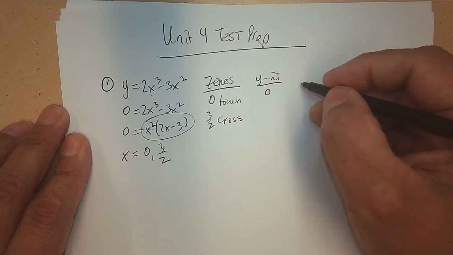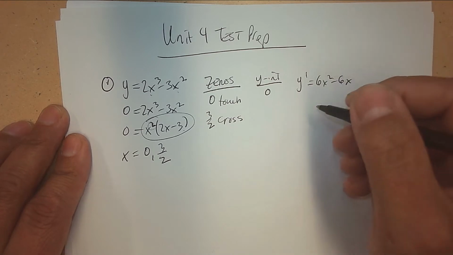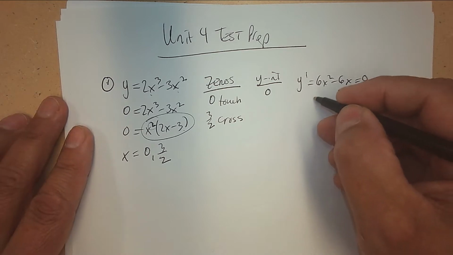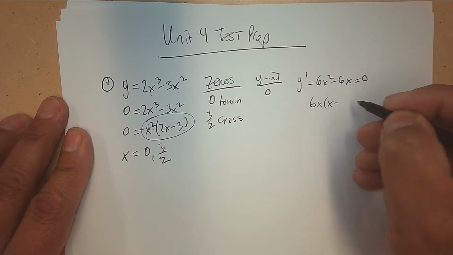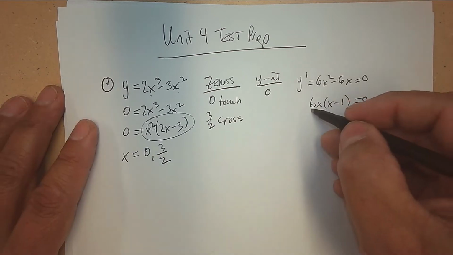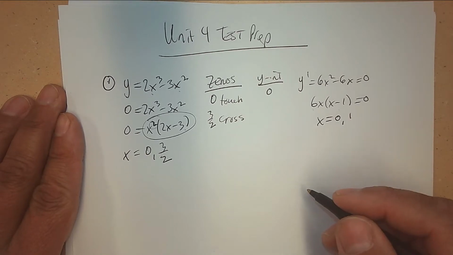To find increasing and decreasing, take the derivative. That's 6x squared minus 6x. Make it equal to 0 to find the critical numbers. So factor out 6 and an x. Solve it, so each factor has an answer. One answer, 6x, gives you the answer 0. X minus 1 gives you the answer positive 1.